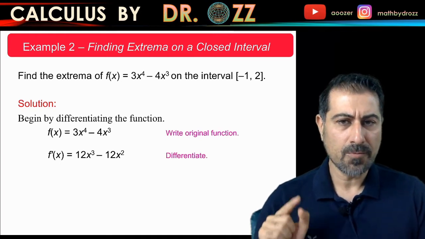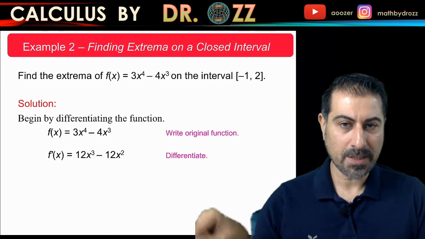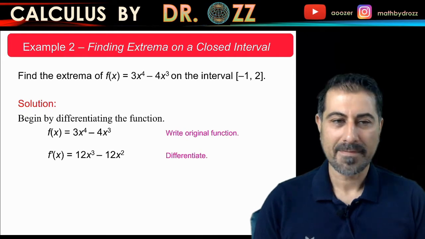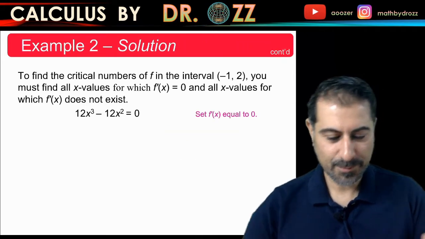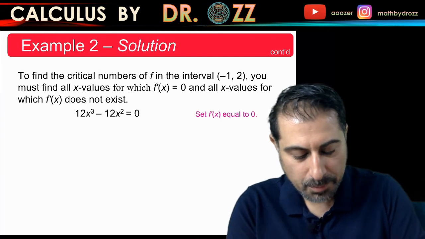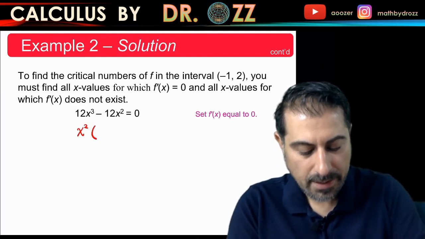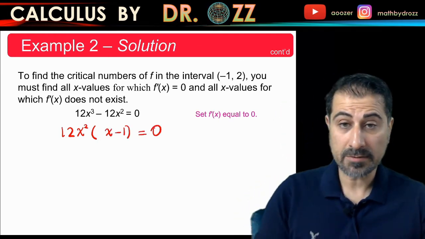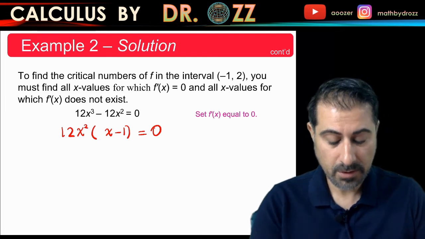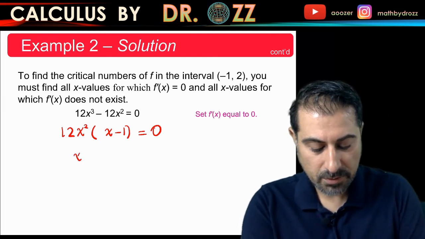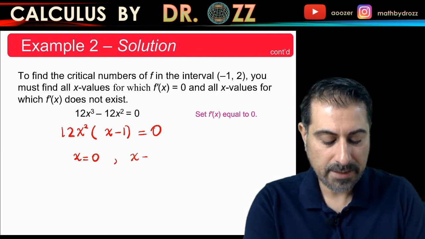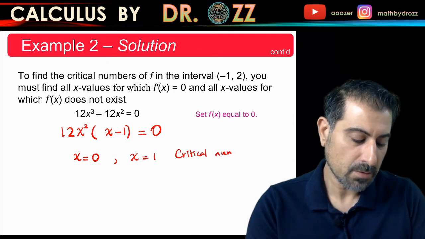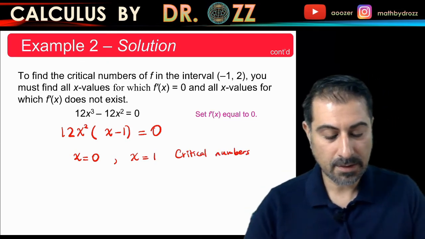So in the next step, we're going to either find x's for which f prime is 0 or x's for which f prime is undefined. All right, let's set f prime to 0. Let's do this part together. So I'm going to pull out 12x squared, and this would be x minus 1 equals 0. Factoring out is really important to find the zeros here. So we have two zeros. One zero is x equals 0. The other one is x equals 1. And these are critical numbers of the first kind, which are the ones that make f prime 0.